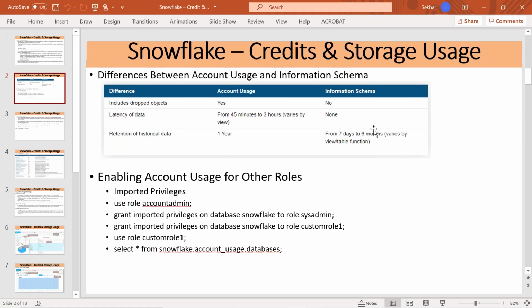And if you want to enable account usage for other roles, you have to give the imported privileges. Use role account admin, grant imported privileges on database Snowflake to role sysadmin. Then sysadmin can also view the Snowflake database. If you want to give it to a custom role, you can give imported privileges to the custom role. Then you can go and see whatever metadata of your account.